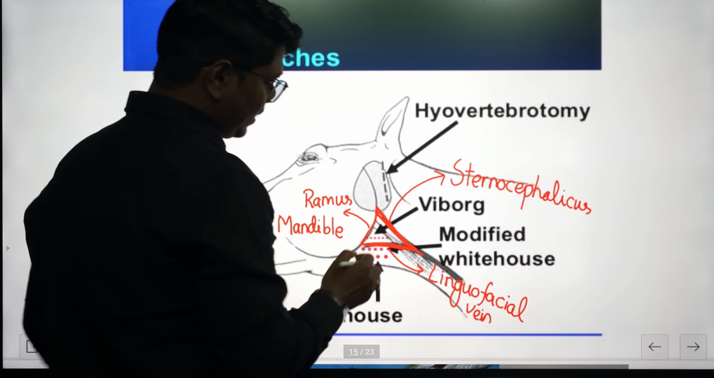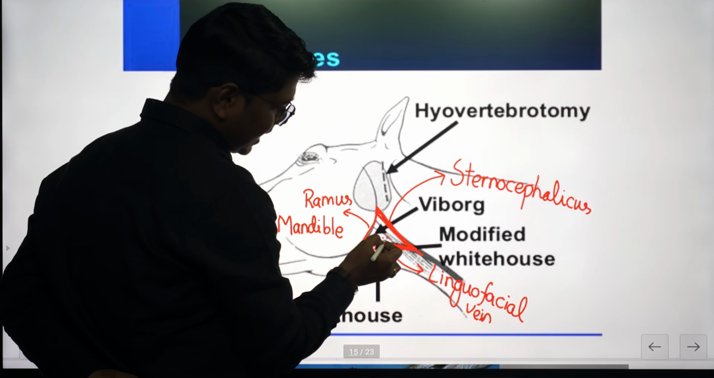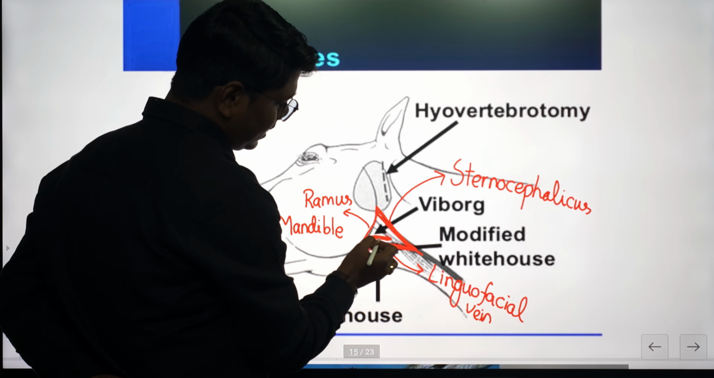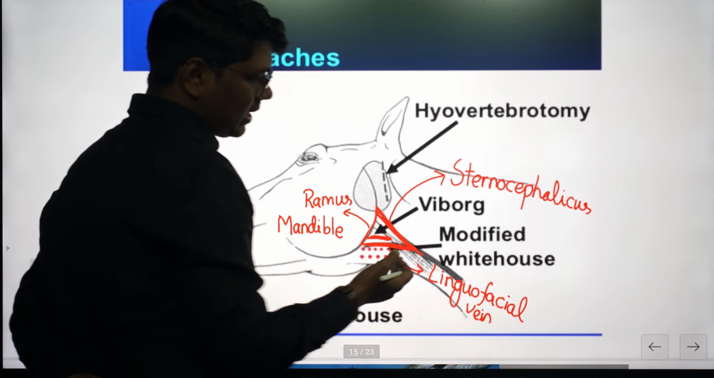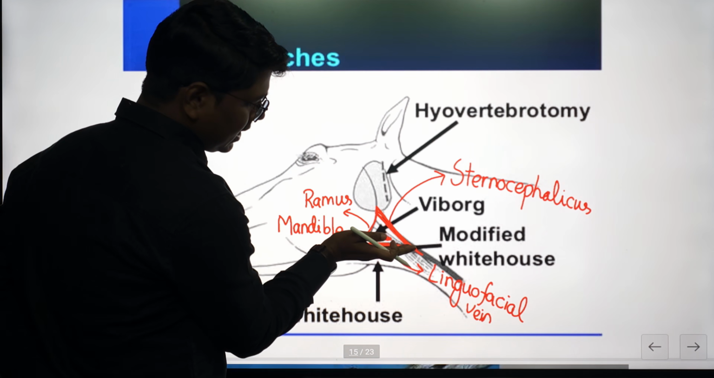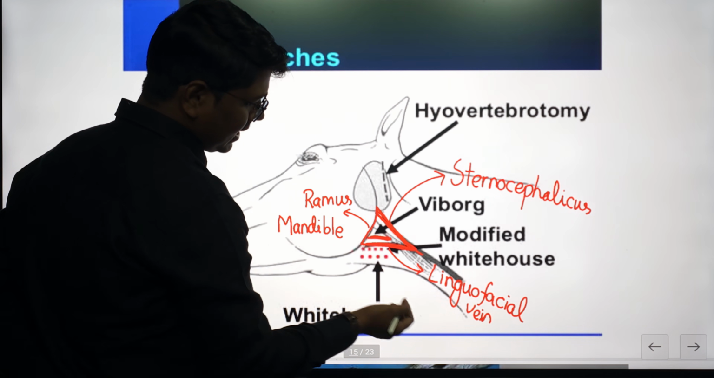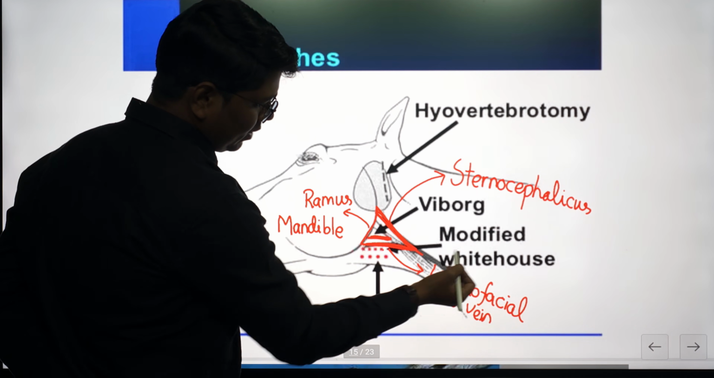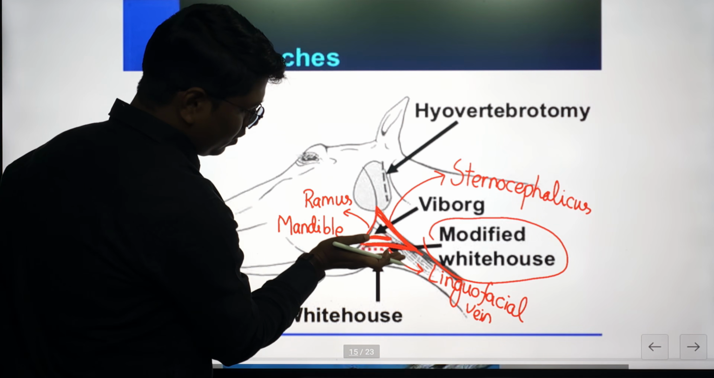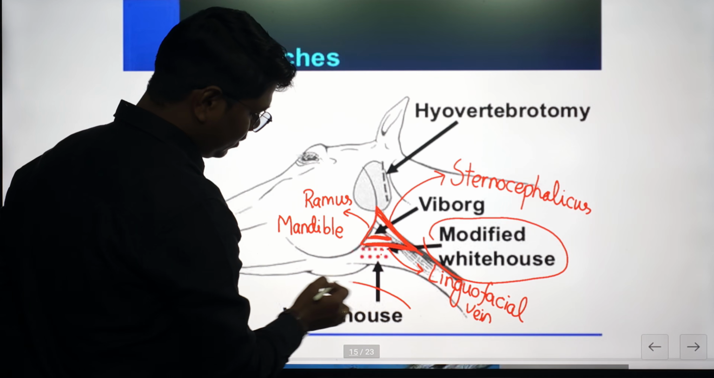So when you give the incision inside the triangle and parallel to the linguofacial vein, it is the Viborg's triangle approach. If you are giving it parallel to the linguofacial vein and slightly towards the ventral side, this is the modified Whitehouse, and if you are giving the incision totally on the ventral side, this is the Whitehouse approach.